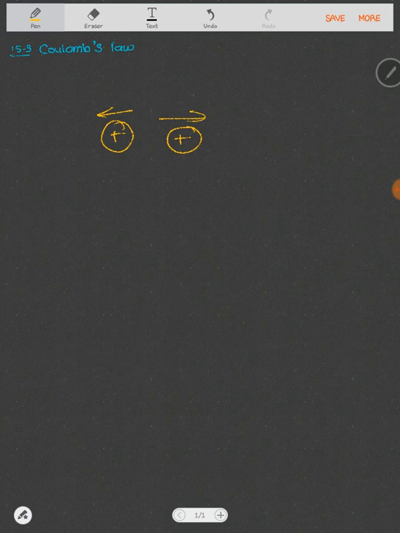Okay, sekuat mana tu dia ada force, dia ada daya yang menolak dia antara satu sama lain dengan charge A dan charge B. So we call it electric force. Okay, ni baru kita nak pergi kepada electric force. Later onwards kita akan pergi kepada electric field.